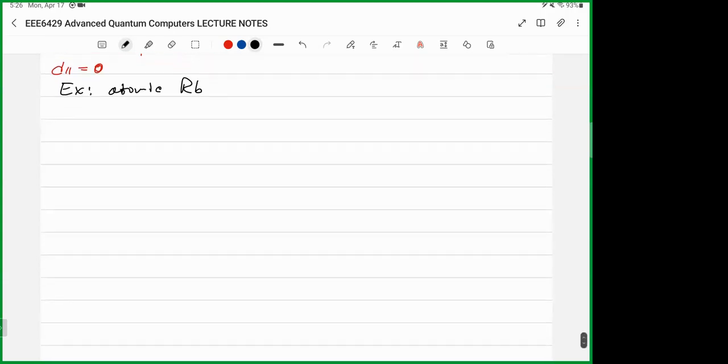And for this reason, we use these so-called Rydberg atoms. So Rydberg atoms are not chemical elements. Literally any atom can be a Rydberg atom if we excite the atom strongly enough.